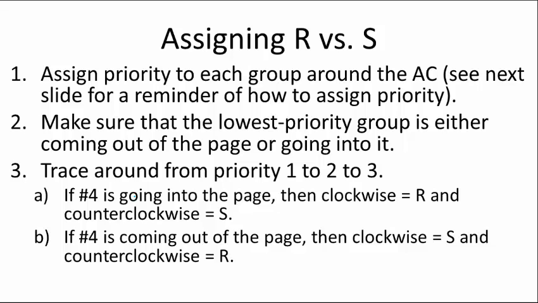So what I'd say is make sure that the lowest priority group is either going into the page, which would mean on a dashed bond, or coming out of the page on a wedged bond. That's pretty convenient because 99% of the time that'll be the case. Most of the time, what do you think the lowest priority group bonded to an asymmetric carbon will be? Hydrogen. And it just so happens that we very rarely actually draw hydrogen in the plane of the page in any of our molecules. If you go back and look at all the molecules we've drawn, very rarely is a hydrogen in the plane of the page on an asymmetric carbon.